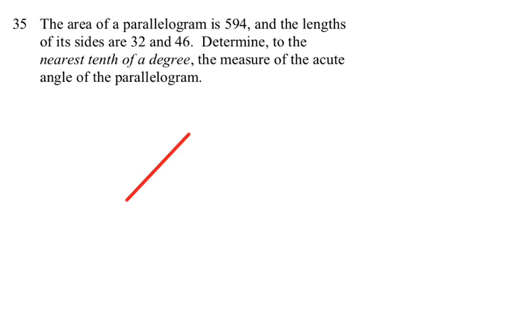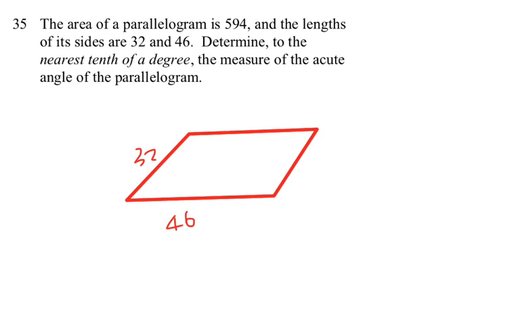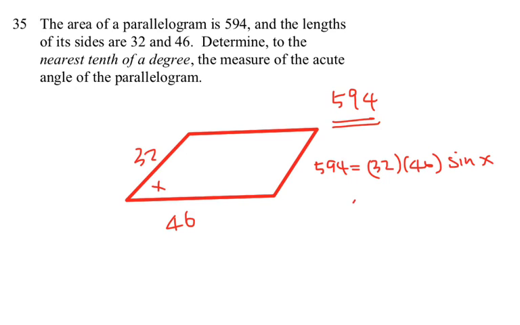Number 35, the area of the parallelogram is in fact given, and two sides are 32 and 46, and we're looking for the angle between them. Then we know the formula of the area of the parallelogram is equal to multiplying those two sides times sine of the angle between them. Now, once you calculate this one, we get to realize that the value of angle x is equal to 23.8.